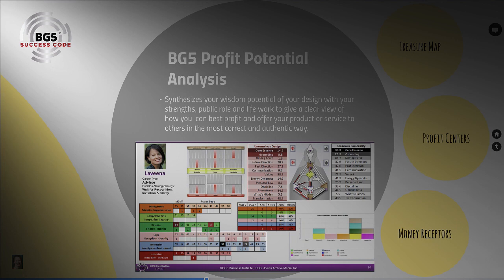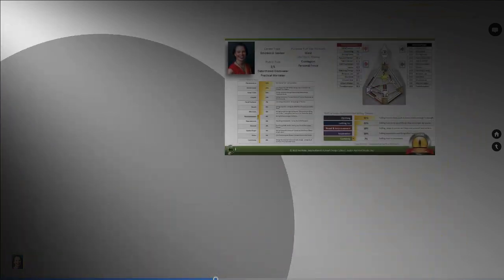Now, in the profit potential analysis, what it does is it synthesizes the wisdom potentials, especially of your design, along with your strengths, along with your public role, which is the profile, along with your life work, your incarnation cross. And what it does is it gives you a clear view of how you can best profit and offer your product or service in alignment with your design, and for others in the most correct and authentic way possible. So that's what we're going to be really focusing on, this specific aspect.